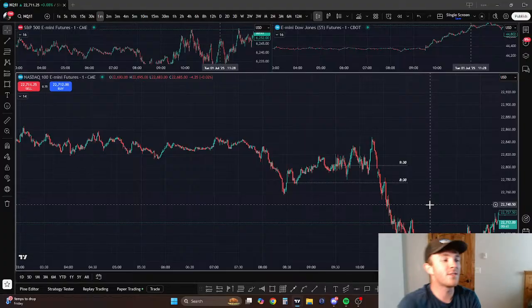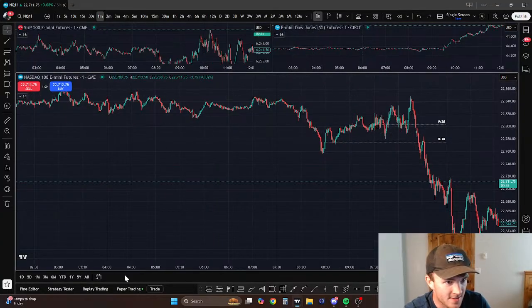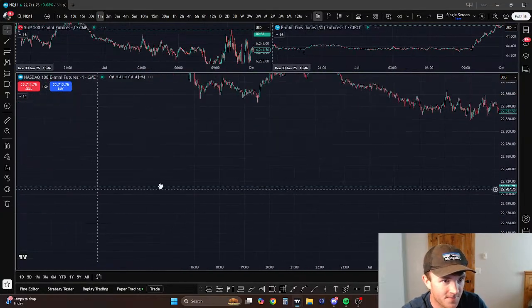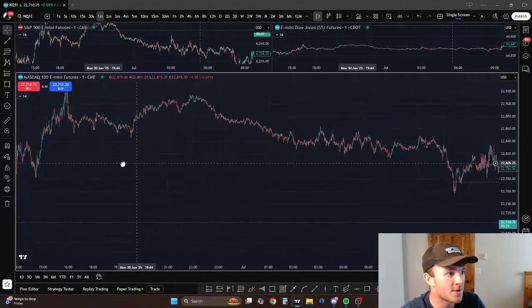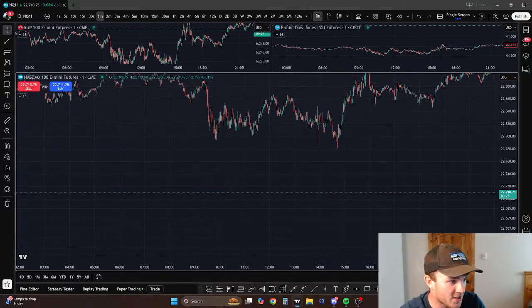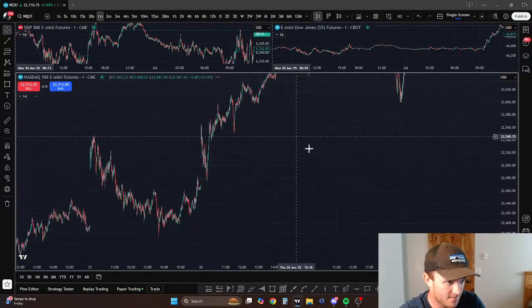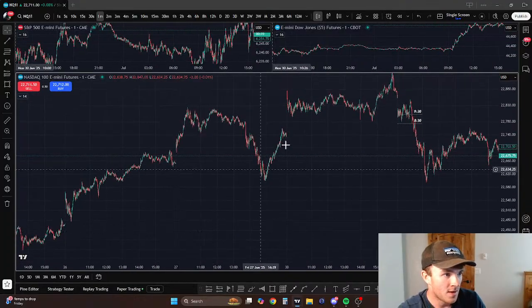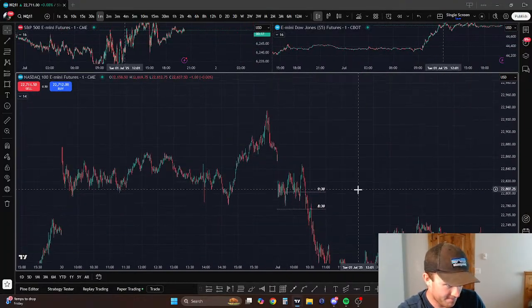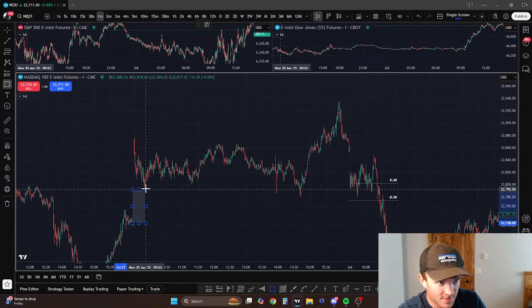So it's very, very important to contextualize the day. For instance, going into the day, I should have said we're expanding lower. We have an RTH gap that's unfilled, right? That was right here. We had an overnight gap that was not filled all the way.